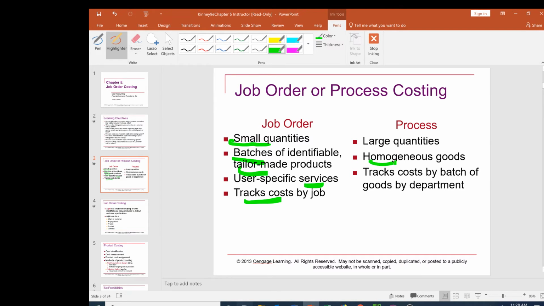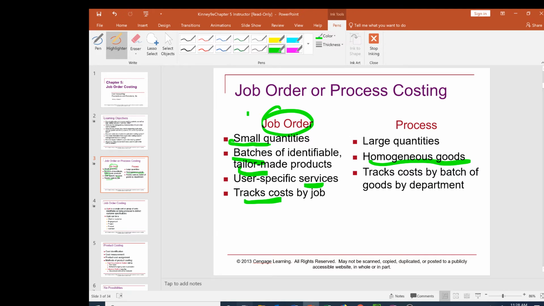Now, homogeneous products, what are you drinking, a Coke? No, Monster. That's probably a homogeneous product. That stapler, and your calculators, and pens, homogeneous products. A lot produced, a lot alike. But anyhow, job order.